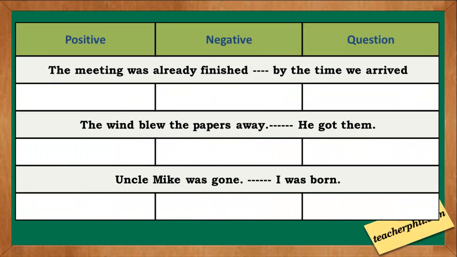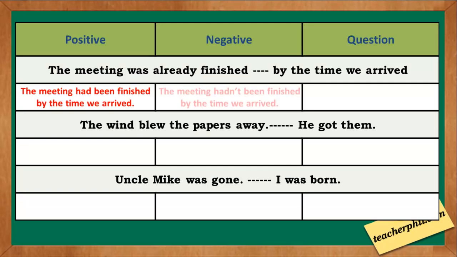The next one, the meeting was already finished. And by the time we arrived. The correct positive statement is the meeting had been finished by the time we arrived. The negative sentence is the meeting hadn't been finished by the time we arrived. And the question is, had the meeting been finished by the time we arrived?